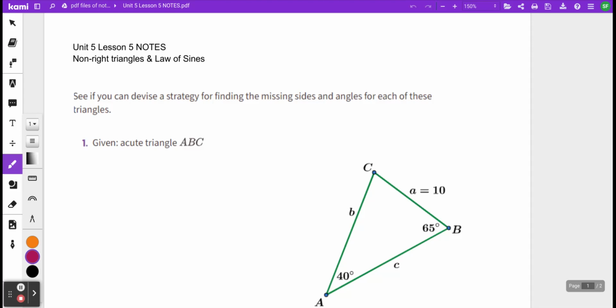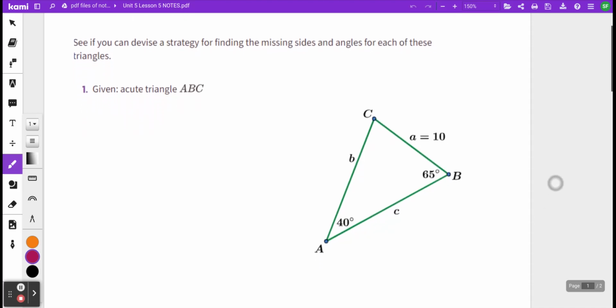Okay, today we're going to be going over Unit 5, Lesson 5. These are for non-right triangles in the law of sines. So the first thing is if we can look at the triangle here and see if you can figure out any ways to solve for the missing side and missing angle of this triangle.